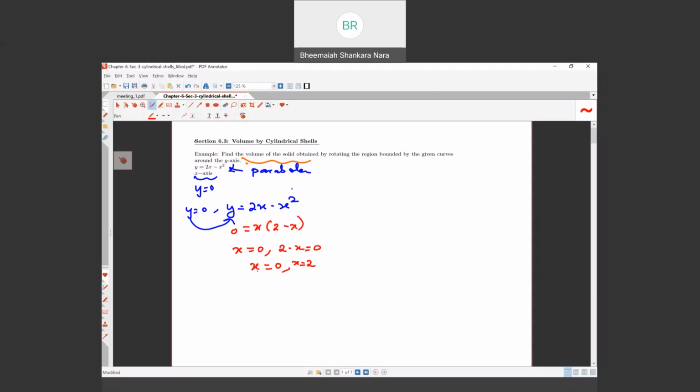So this is an upside down parabola because you have negative x square, where this parabola cuts the x-axis at 2 points, say x equal to 0 and x equal to 2. So this is the y equal to 2x minus x square parabola, and this is the x-axis or the line y equal to 0. They both mean the same. Now we want to find the volume of the solid obtained by rotating the region bounded by the given curves around the y-axis. So the rotation is done in this direction around the y-axis.